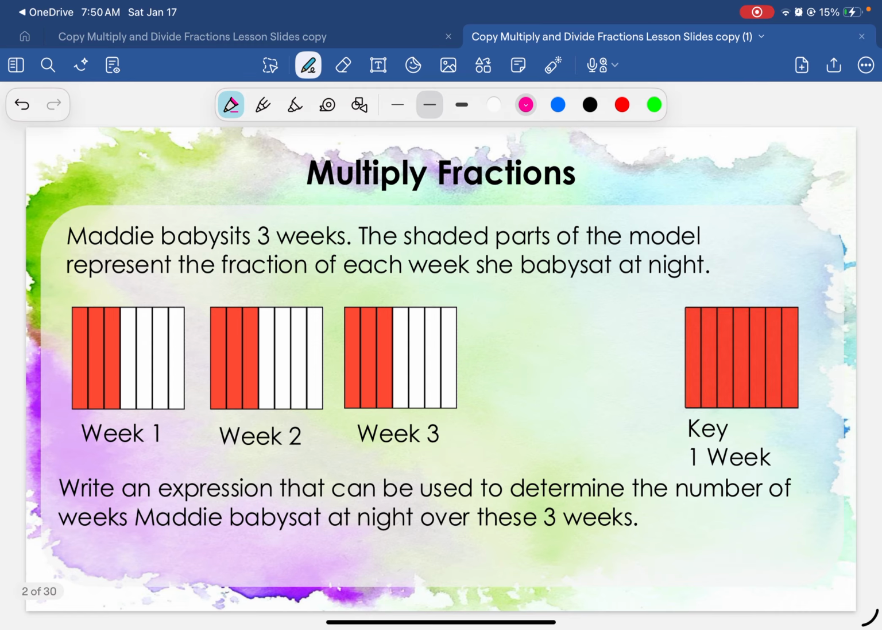It says Maddie babysits 3 weeks. The shaded part of the model represents the fraction of each week she babysits at night. Write an expression that can be used to determine the number of weeks Maddie babysits at night over these 3 weeks. So, expression means we're not solving.